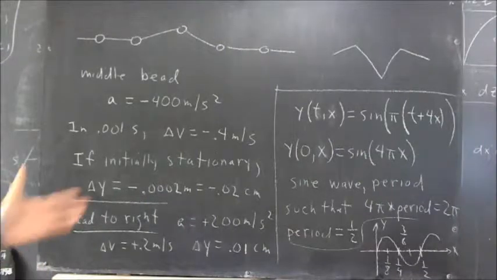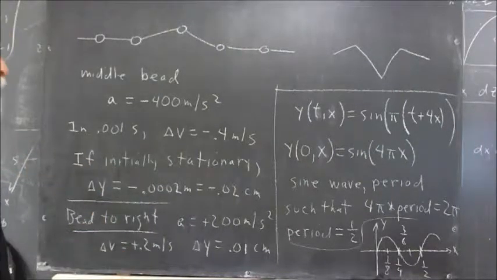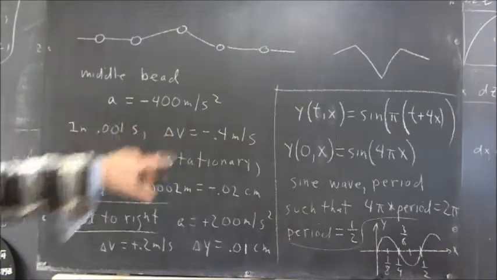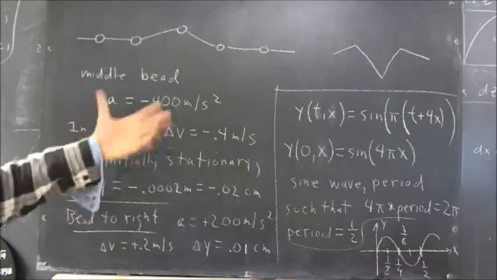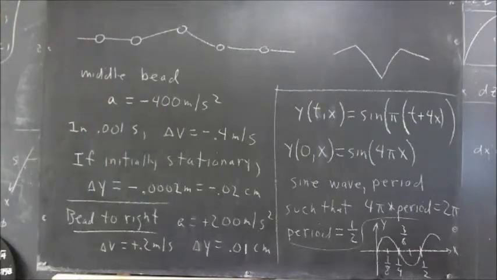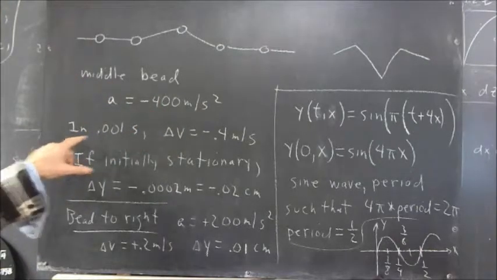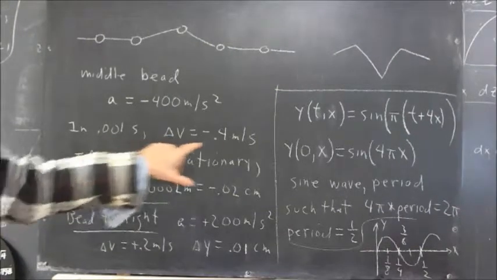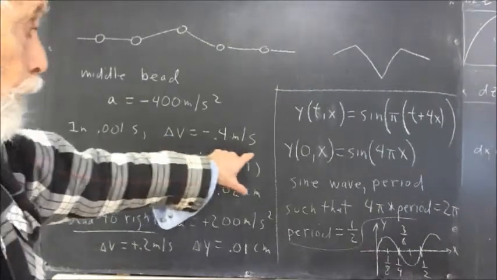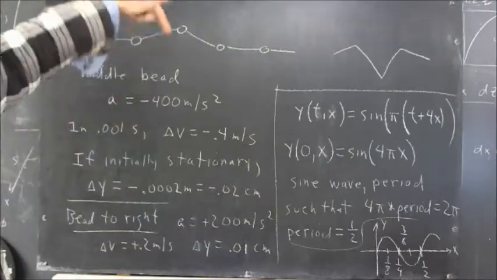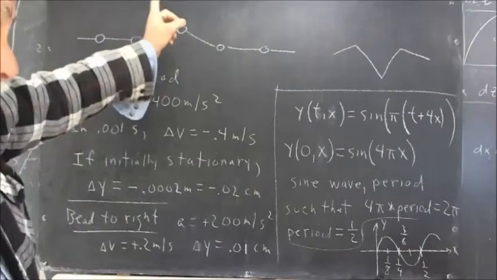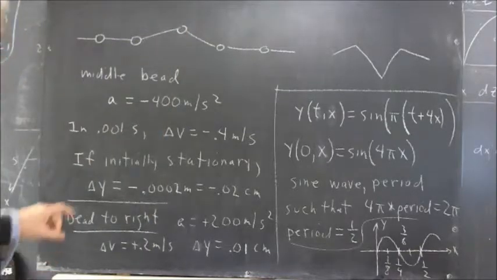Okay, so with the information that we have, we see that we can calculate the acceleration of the middle bead, having calculated the force, just reviewing what we did in the last clip. And in a millisecond, in a thousandth of a second, velocity is going to change by -4 meters per second because the acceleration is downward. Acceleration being negative if we take the upward direction as positive.